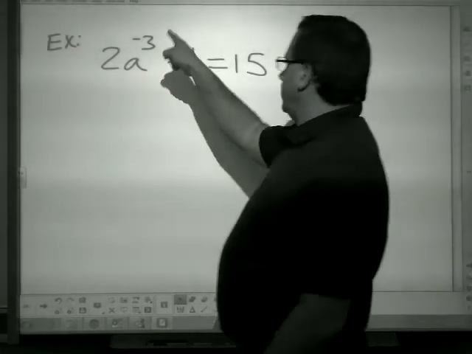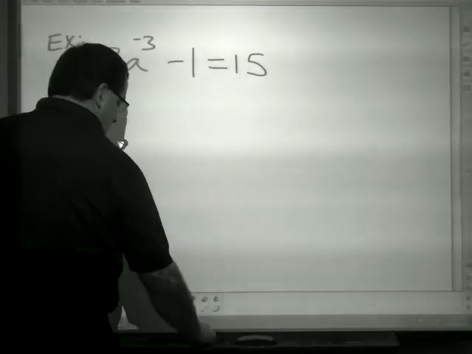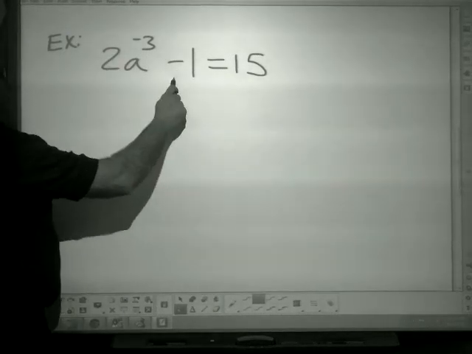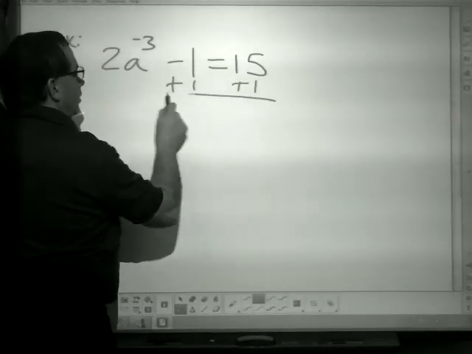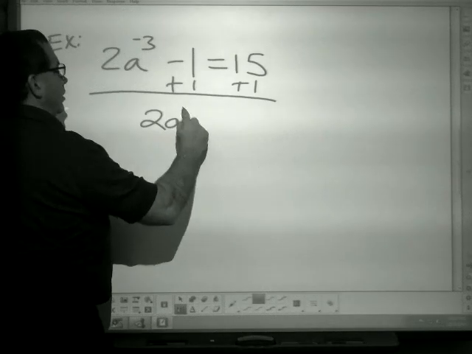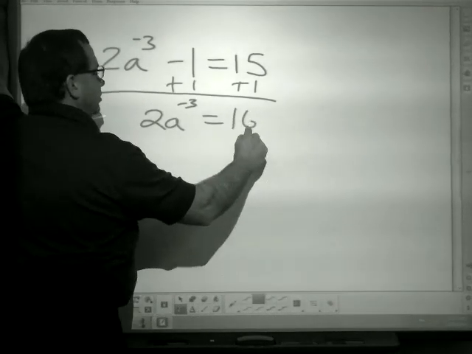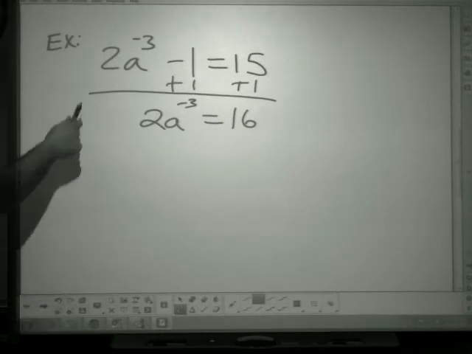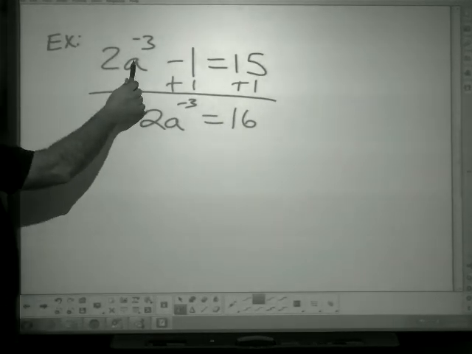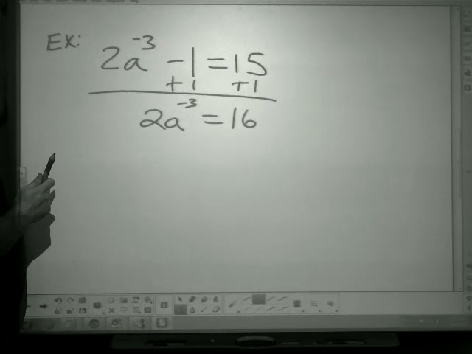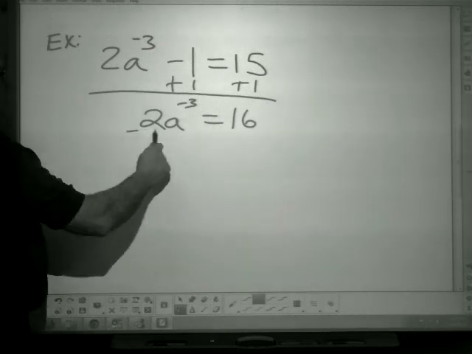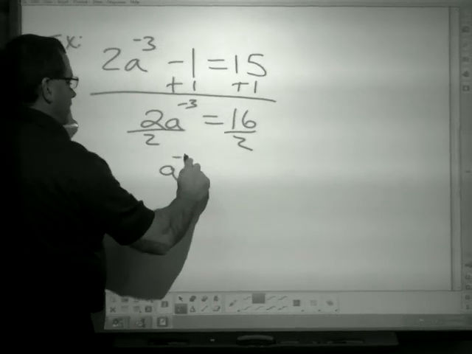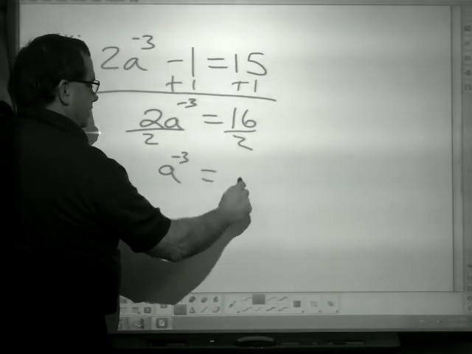2a to the negative 3 minus 1 equals 15. Well, just like before, we're going to try to get this by itself. So I'm going to add 1. All right. 2a to the negative third equals 16. Now, without parentheses here, only the a is being raised to the negative exponent. So I need to divide by 2, trying to isolate the a. So a to the negative 3 is 8.